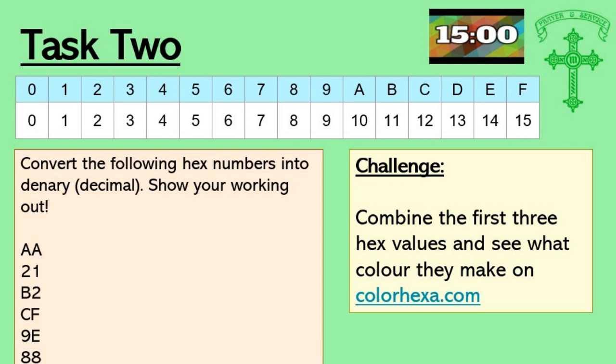Task 2 is doing it the other way. So you would need to look up on the table at the top what AA is. So AA will be 1010, and then work out what 10 is in binary. So it'll be 1010 off the top of my head. Again, you can combine the values and have a look on Color Hexa what they make. Take your time, good luck, make sure you somehow show me your work. You can either paste it into a message into Show My Homework or take a picture, I don't mind.